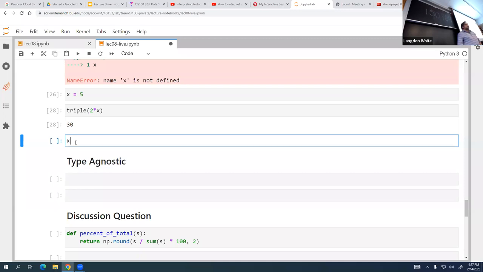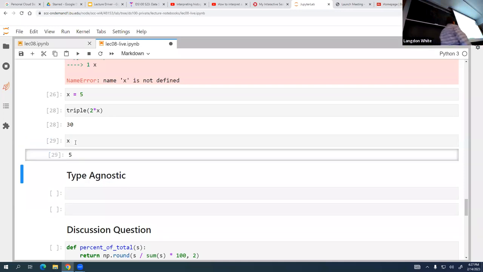Maybe 5? I think you may be right. So when I use the x inside the method in the triple, that was in a different scope. So it doesn't have any effect on the one I'm in, and vice versa. So it's important to just keep track of what scope you're in.